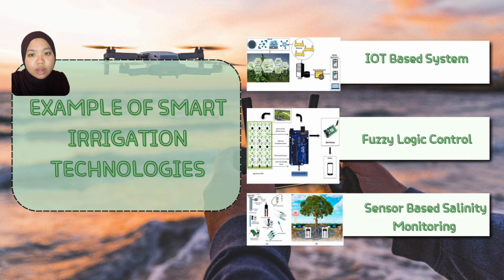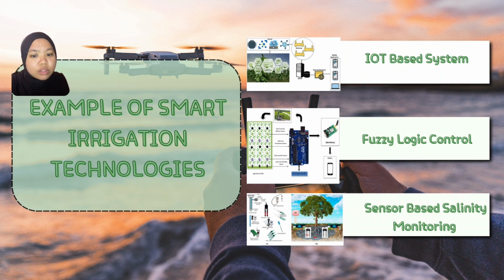Next, there are three examples of smart irrigation technology. The first one is the IoT-based system. This connects sensors, valves, and weather stations through the internet to automate irrigation using real-time data.